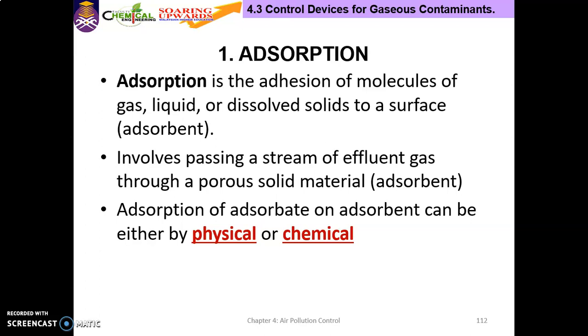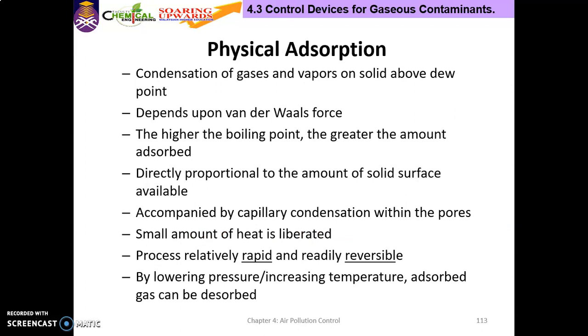So if physical, it does not involve any reaction, but if chemical, it involves some reaction. Okay, look at the first one, which is physical adsorption. It depends on van der Waals force, and the higher the boiling point, the greater the amount of adsorbed gas. It is directly proportional to the amount of solid surface available. So the more the solid surface, the higher the adsorption that can occur.